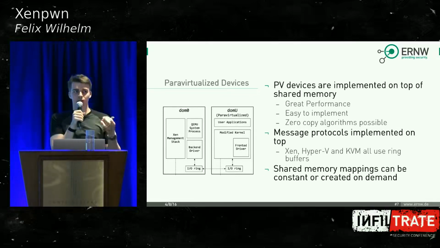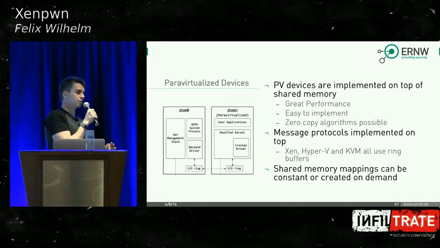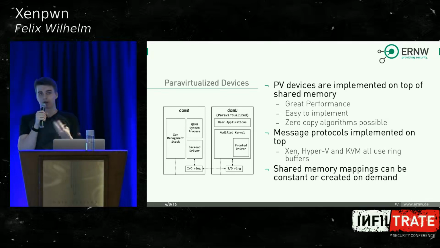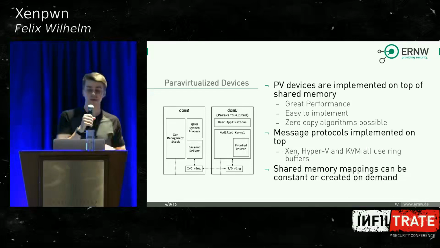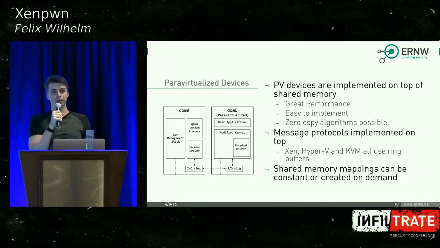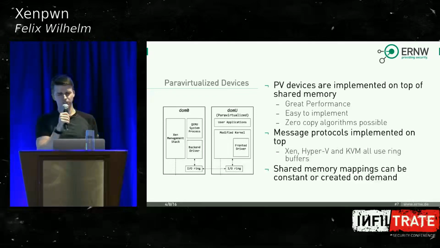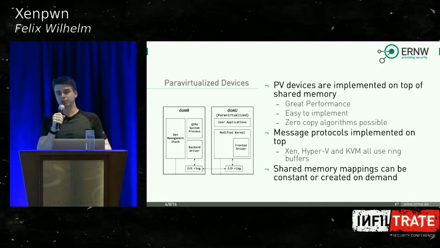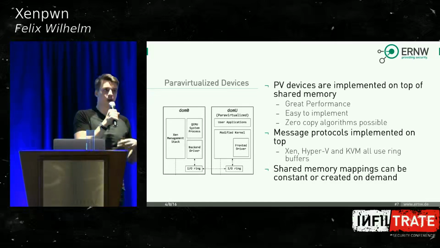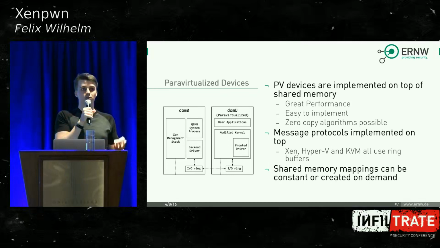The core idea of all these paravirtualized devices is that they're implemented on top of shared memory. And shared memory is a great idea for this because it has really great performance, so you don't need to do any nested parsing or a lot of copies or something like that. You simply write into memory and it can be used on the other side. It's also really easy to implement. If you have a hypervisor, sharing memory pages between different execution contexts is a core feature of these hypervisors. So implementing a shared memory message mechanism on top of that is really trivial.